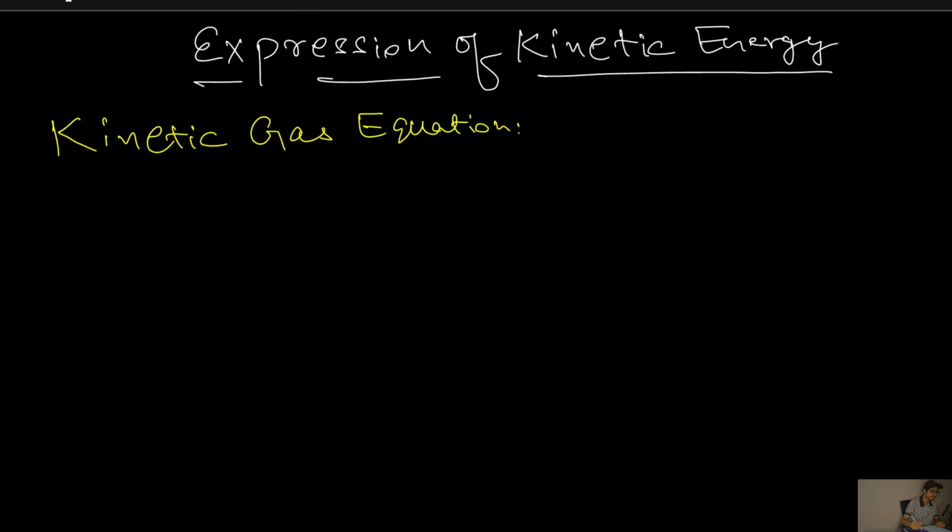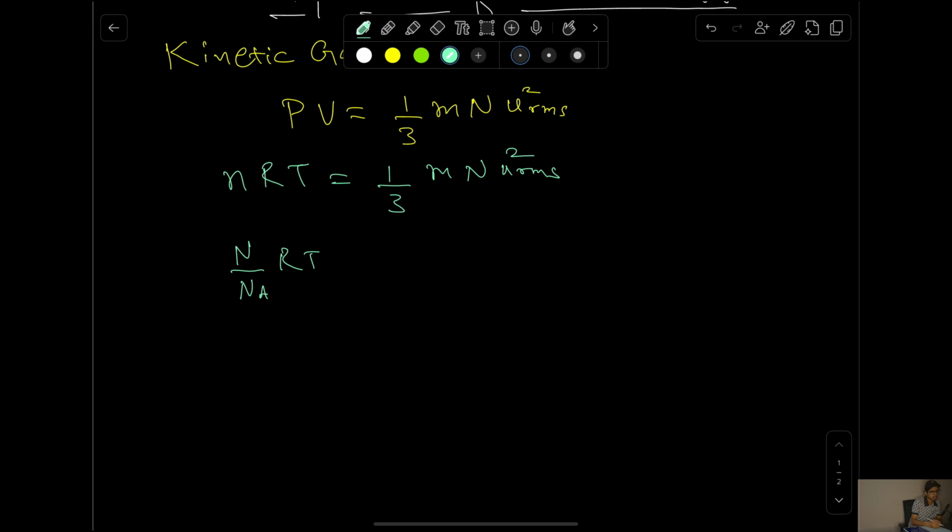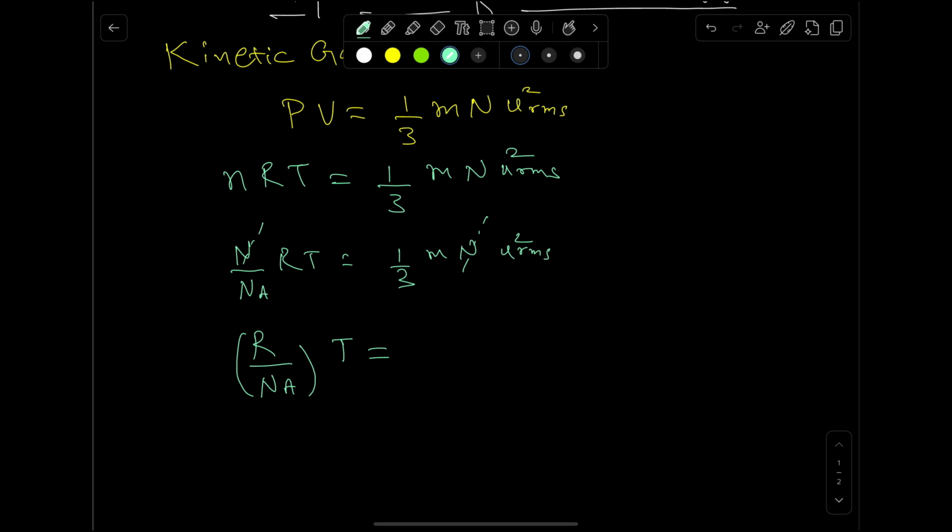What is the kinetic gas equation? PV is equal to 1/3 of mass multiplied by total number of particles multiplied by square of root mean square speed. So to understand it further, we will write PV = nRT, which is 1/3 m N u square RMS. Number of moles can be written as total number of particles divided by Avogadro number, right? So from here we can cancel out capital N. After cancelling out capital N, we'll get capital R divided by Na times T is equal to 1/3 of small m u square RMS, right?